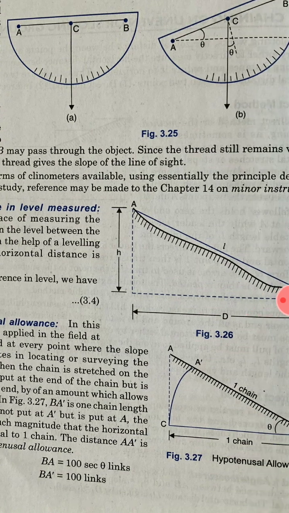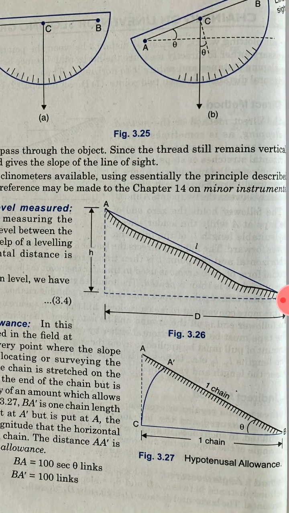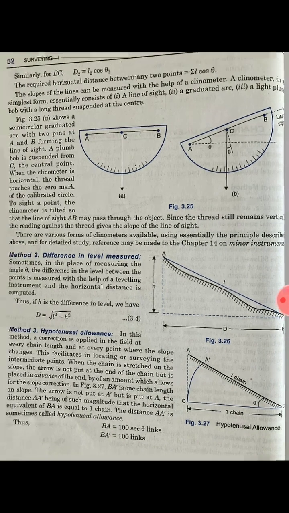Considering this triangle, one chain I will consider as equal to 100 links. You can say BA dash is 100 links, whereas BA is 100 sec theta links. Links you have to mention, because sec theta is BA by BC, correct? BC is what? One chain. One chain is what? 100 links. So that is why we have written it here: BA is equal to 100 sec theta links.